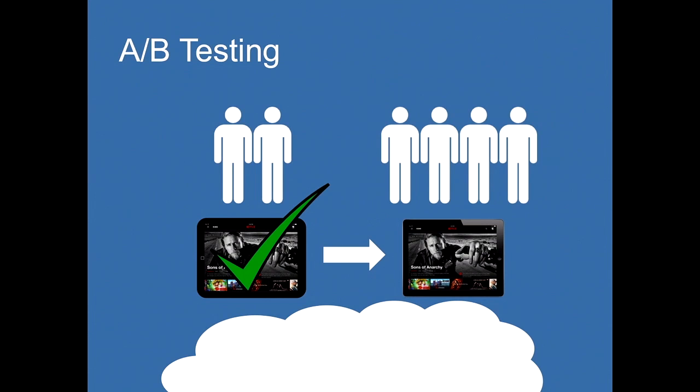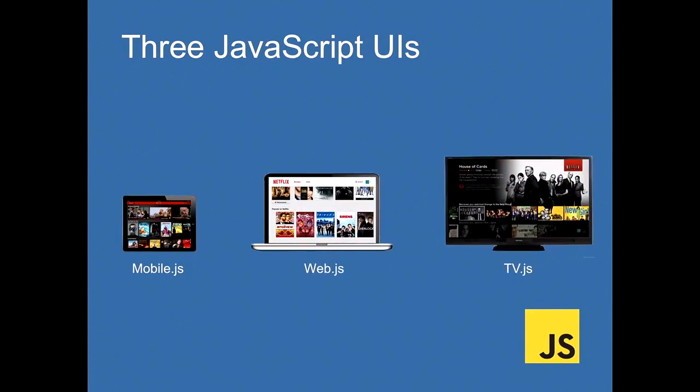Same thing applies to some embedded devices with app stores, for example, televisions. So today we have 3 JavaScript UIs, one for mobile, web, and television, as a matter of fact, where we use JavaScript as well. We have these different UIs to respect the differences of these platforms and how differently you interact with them.